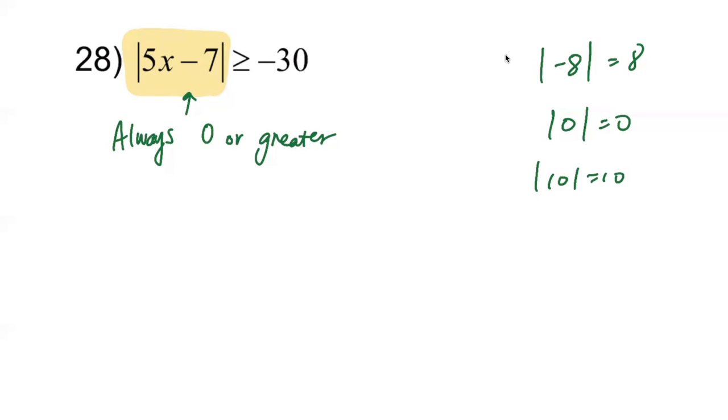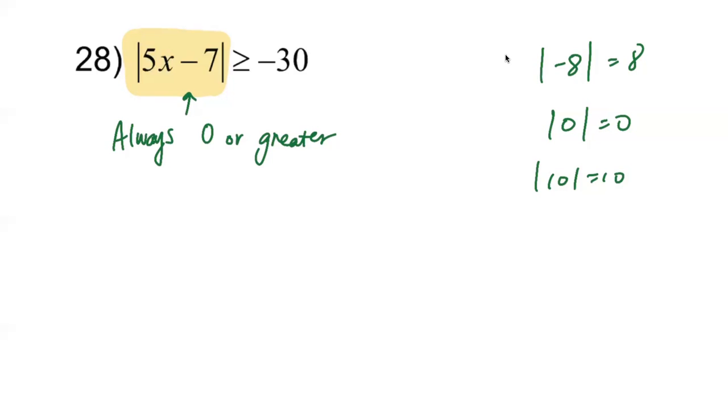Well, think about this. The absolute value of something is going to be greater than or equal to -30. I mean, of course it's going to be bigger than or equal to -30. It's always going to be bigger than or equal to -30 because it is always bigger than or equal to 0. Now make sure you are speaking human. Take yourself out of the math brain, speak human.